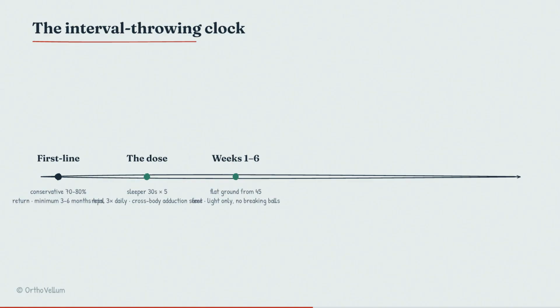Weeks 1 to 6, flat ground from 45 feet, light intensity only, no breaking balls, no maximal effort. Weeks 7 to 12, progress to 120 feet. Weeks 13 to 16, the mound at 50% effort, pitch counts limited. Weeks 17 to 24, competition, 6 to 12 months from presentation.